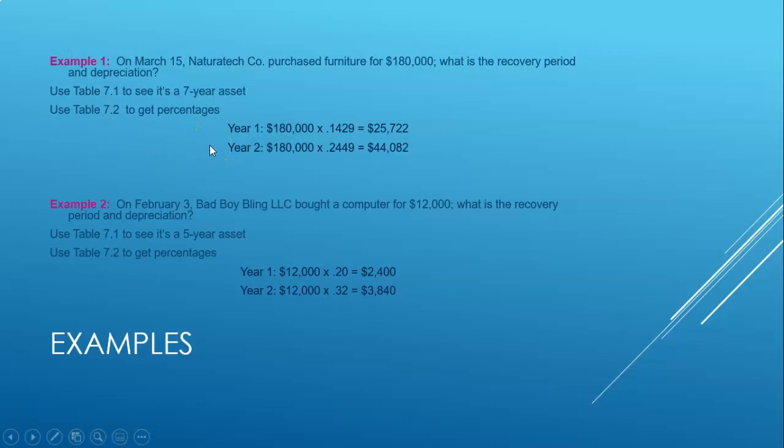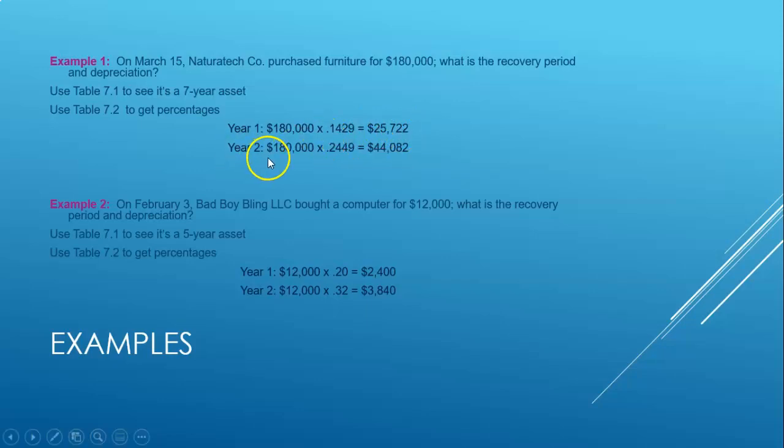Okay, so here we see that the $180,000 cost times that year's percentage off the table. 0.1429 was for recovery year one. If I multiply that out, it's $25,722. That's how much depreciation we would get to take on our tax return.